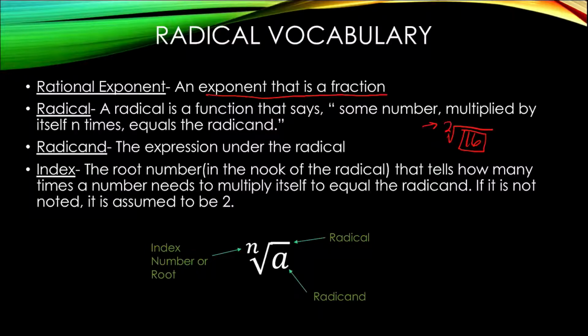The radicand is just the expression underneath the radical. And the index is the root number. It's that number that's in the nook of the radical. We see it down here. That tells how many times a number needs to multiply by itself to equal the radicand, the number underneath the radical. If it's not noted, we say that the index number is 2.